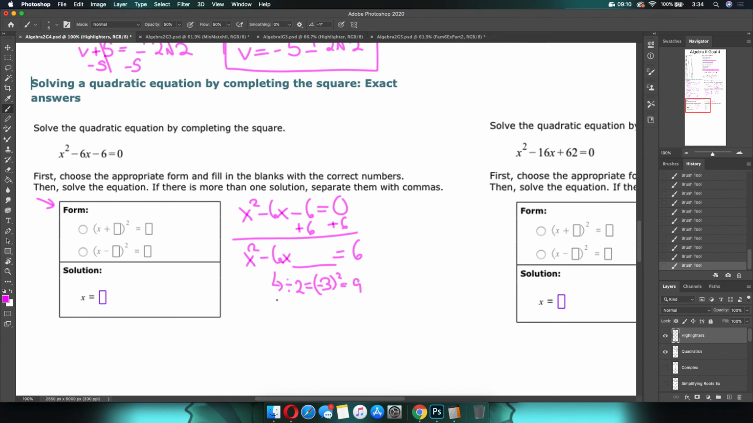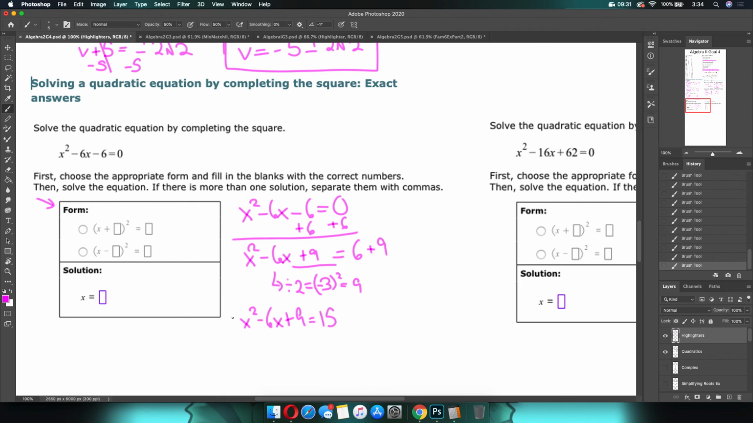So what we're doing then, if that's the 9 that I just want to go put right there, what I do to one side of the equation, shock of all shocks, we do to the other. So plus 9 plus 9. What does that leave us with? That is x squared minus 6x plus 9 equals 6 plus 9, which is 15.